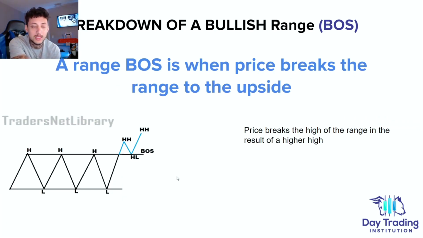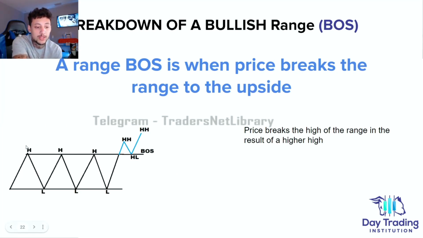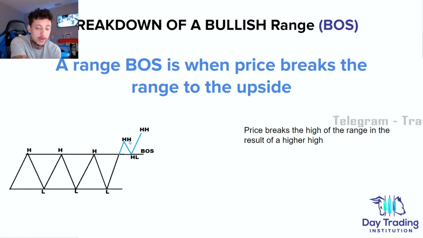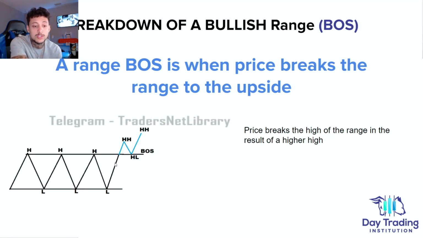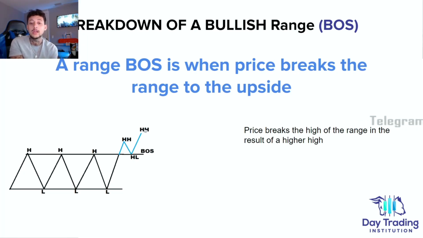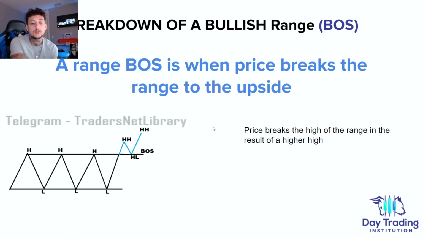Now the same thing for the bullish side of things, right? In a range, we know that price makes highs and lows. Here we have a high, low, high, low, high, low. And then here we have a higher high. Again, this is going to be considered a higher high because it is higher than the previous high. Once price made a higher high, that is going to be considered the break of structure. Then you can see after that price made a higher low and then a higher high. And all that simply means is that price broke above the high of the range as a result of a higher high.